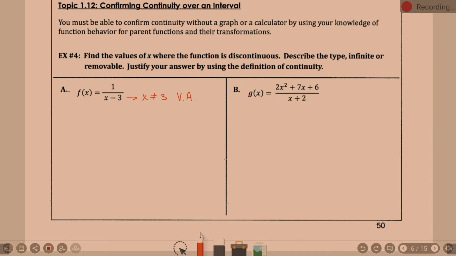Now, here's where I have to get a little more specific with you. We know the basics here, right? But now we have to extend it into calc knowledge because the directions say to justify using the definition of continuity. There being a vertical asymptote is not justifying using a definition of continuity.